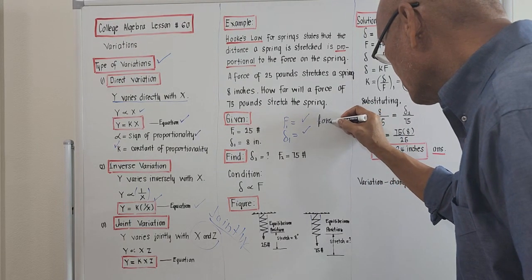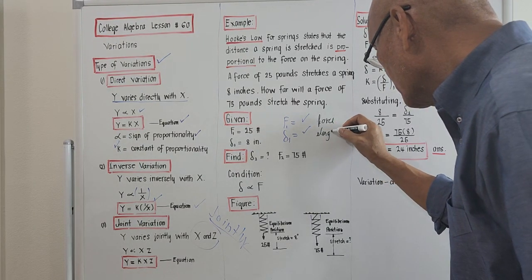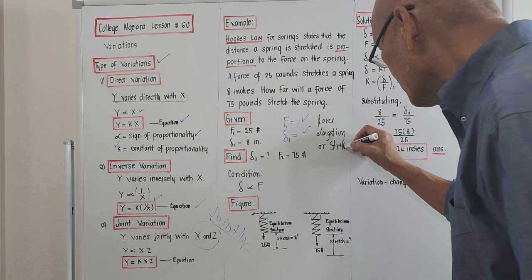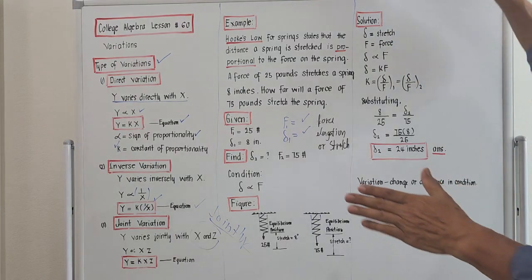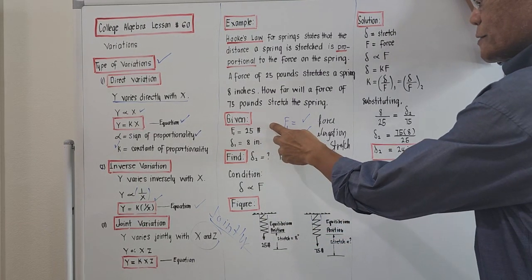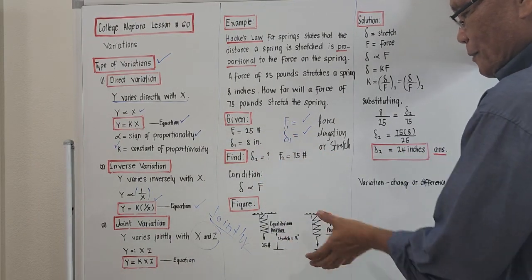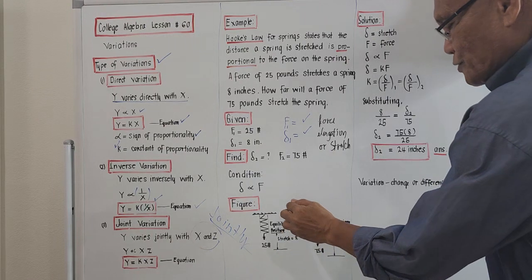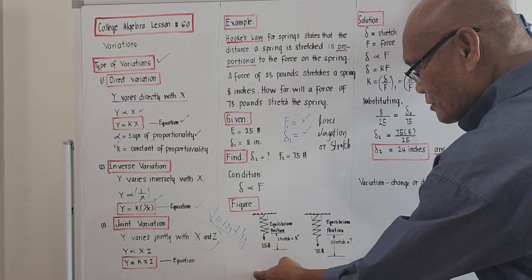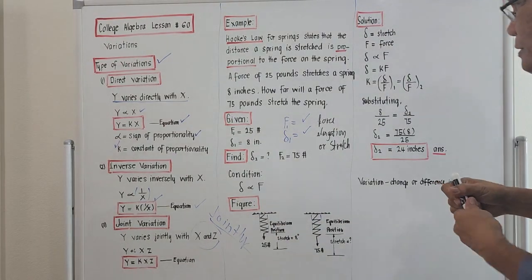This is force, and the Greek letter delta is elongation, or stretch. Under condition number 1, if the applied force on the spring is 25 pounds, the elongation of the spring is measured from the equilibrium position. If we push it down, it will arrive at a certain distance.